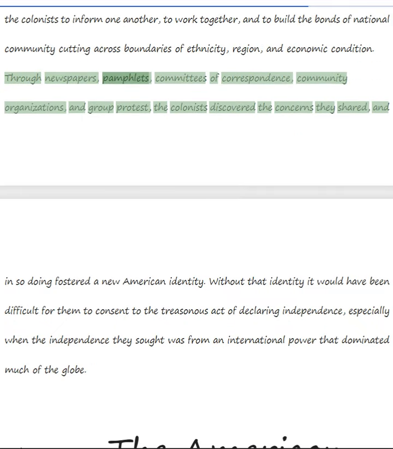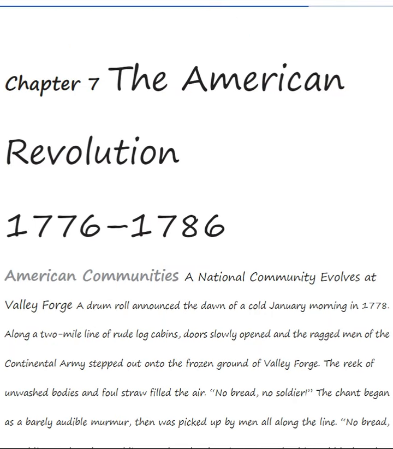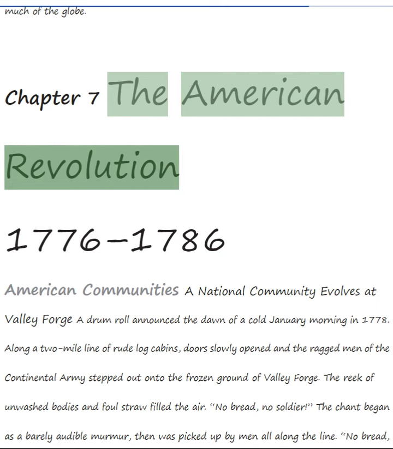Through newspapers, pamphlets, committees of correspondence, community organizations, and group protest, the colonists discovered the concerns they shared, and in so doing fostered a new American identity. Without that identity, it would have been difficult for them to consent to the treasonous act of declaring independence, especially when the independence they sought was from an international power that dominated much of the globe. Chapter: The American Revolution.